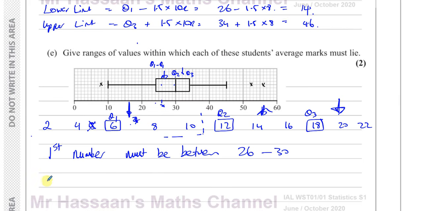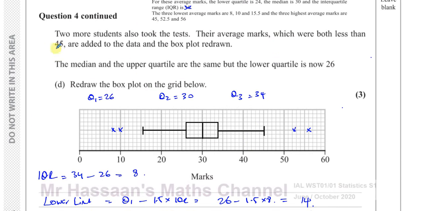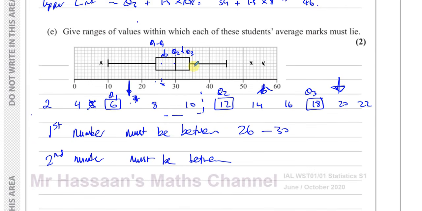So the second number must be bigger than Q2, bigger than Q3, but less than 45. Why less than 45? Because the question tells us they're both less than 45. Okay, so it must be more than Q3, which was 34. It must be between 34 and 45.